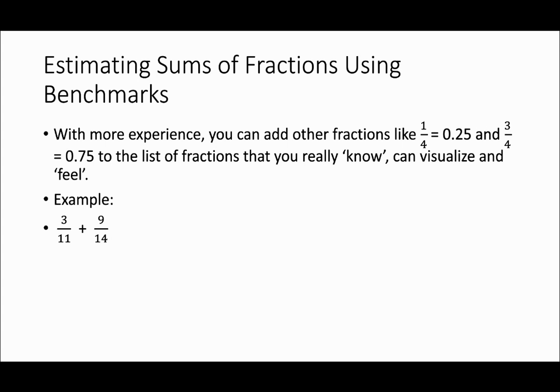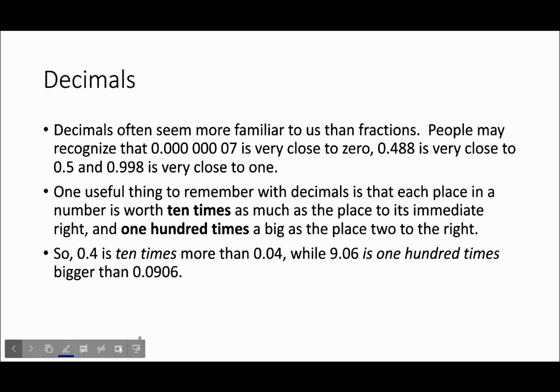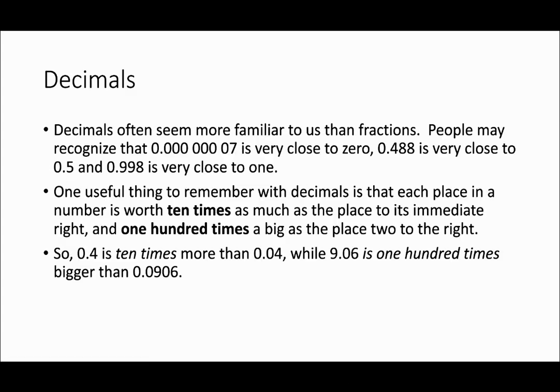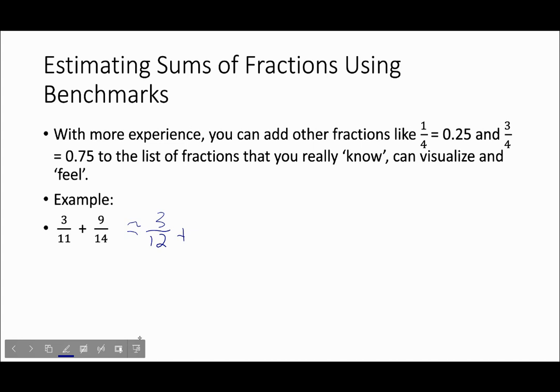It's not equal. Okay, so 3 over 12. 9 over 14. That's pretty close to 10 over 15. If I just add 1 to each, pretty close to 10 over 15. 10 over 15 reduces to, I'm going to divide both of these by 5. And I end up getting 2/3.